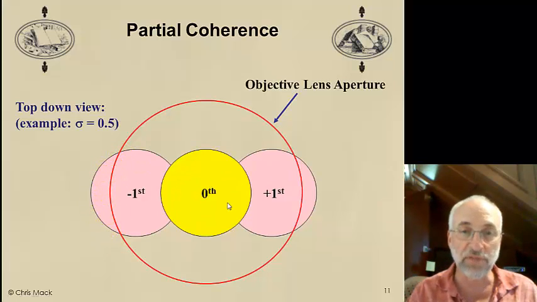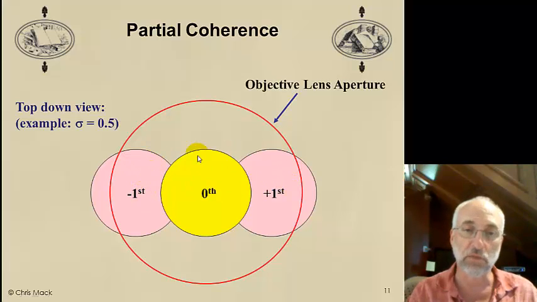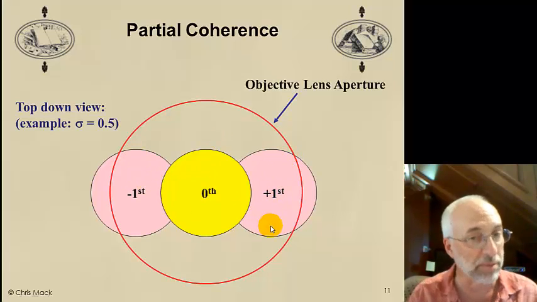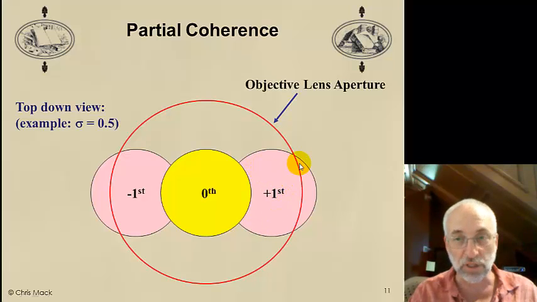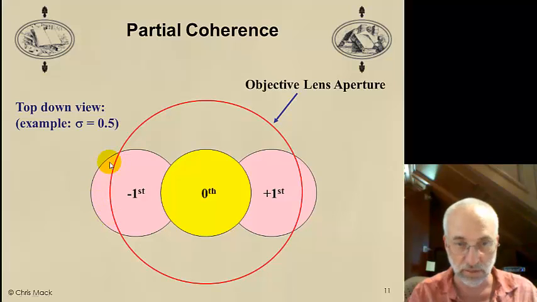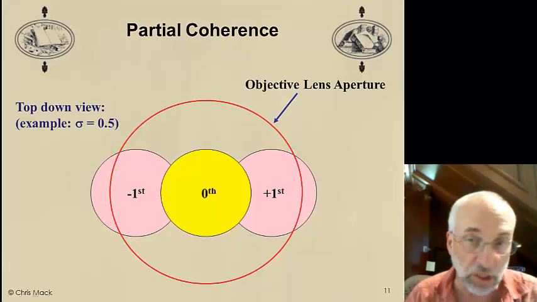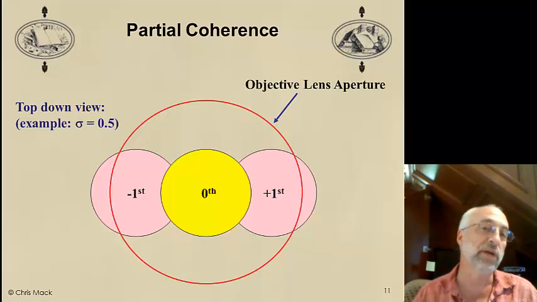So some of the zero order has two other beams to interfere with. In other words, part of this zeroth order and first order and minus first order and plus first order is 3-beam imaging. But there's a region where some of the plus first is lost, and over here some of the minus first. Those are regions where I'll have only 2-beam imaging. So with partial coherence, what we usually get is some combination of 2-beam and 3-beam imaging.